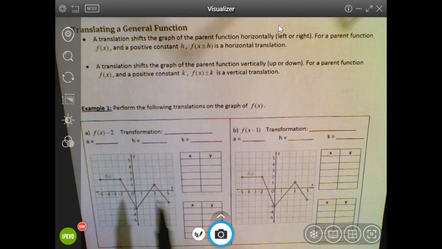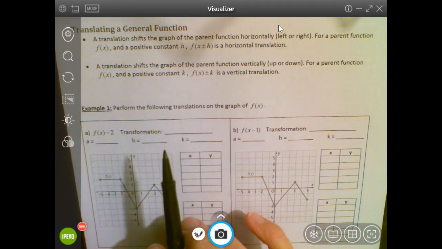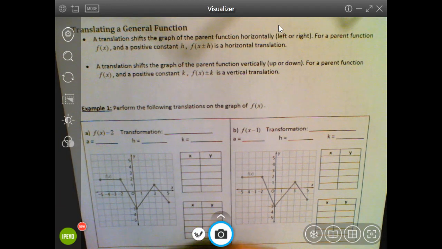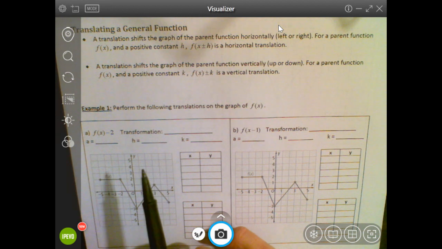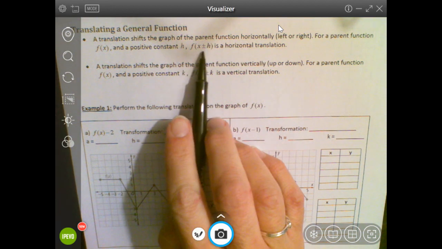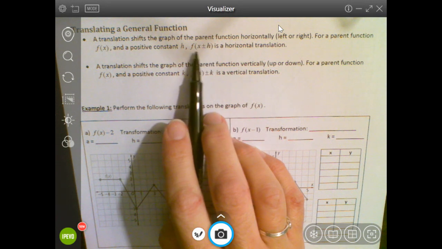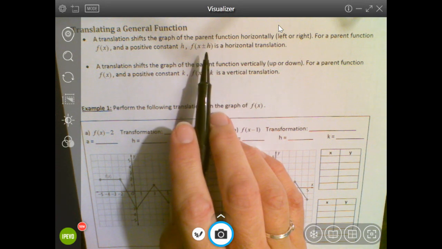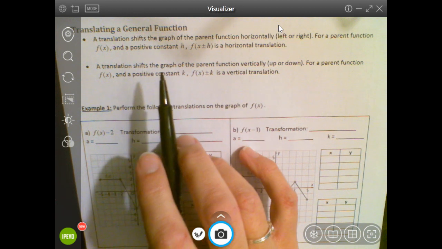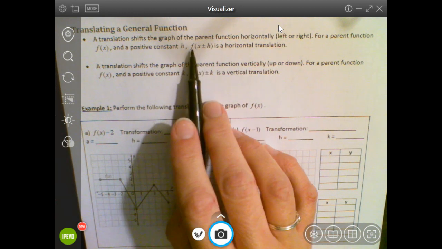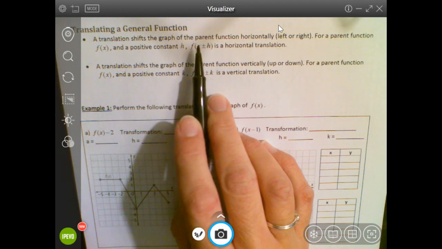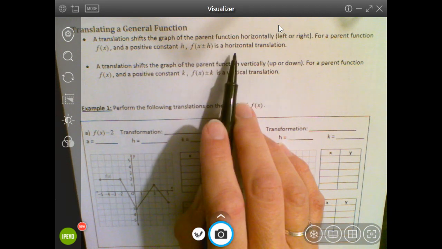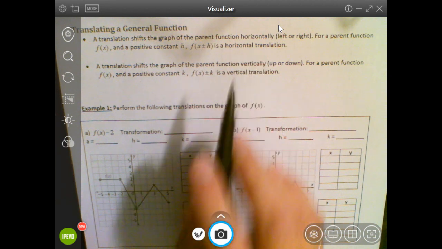So a translation we'll look at first, and that basically shifts the graph of a function either horizontally or vertically, so either left or right or up or down. So from when we were talking about the a, h, and k with absolute values, we knew that the h value ended up inside of the absolute value symbols. So when we generalize this to some sort of general function, you'll notice that it's going to be f of something, and that something with the h is going to end up inside of a set of parentheses. And that's still representing our horizontal translation.